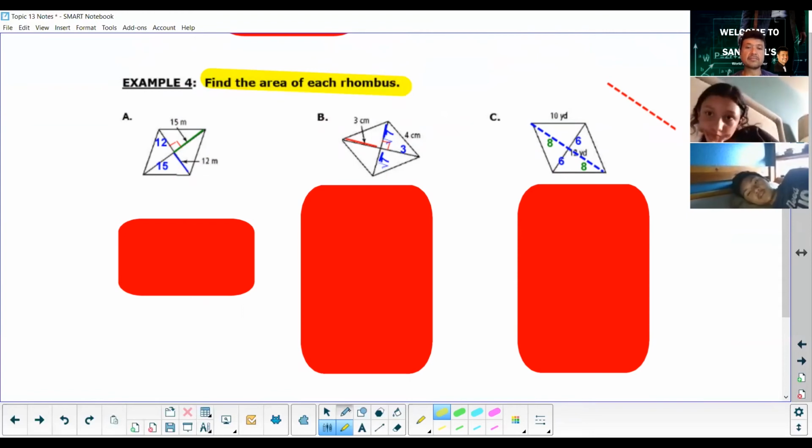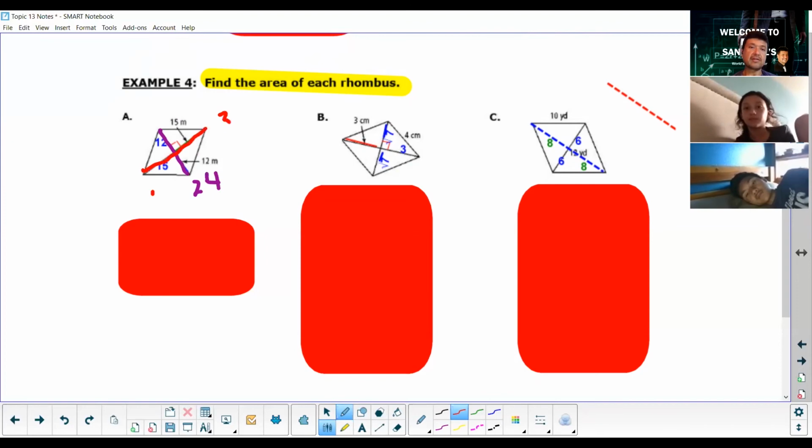Okay, for A, you just do 12 plus 15 and 12 plus 15 to get both diagonal lengths, which is 27. Then you do 27 squared. Wrong, Marcus, because you see these are both 12, so this is 24. Oh, sorry, yeah, you're right. And then this one's going to be 30.